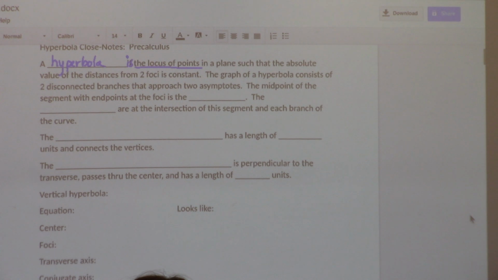Okay? The graph of the hyperbola consists of two disconnected branches, branch 1 and branch 2. The curves of the branches approach two asymptotes, asymptote 1 and asymptote 2. The midpoint of the segment with endpoints at the foci, because remember we've got a focus here and a focus here, don't we? So if we take a segment and we connect from there all the way to here, the midpoint turns out to be where those two asymptotes cross. And what would we call that point? The center point. This is the center.